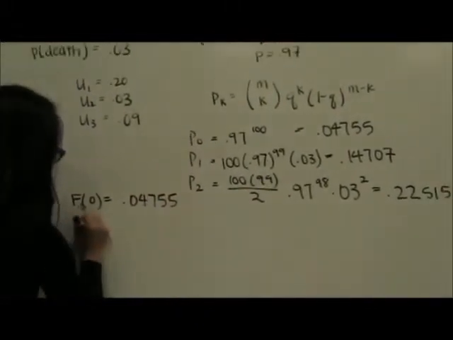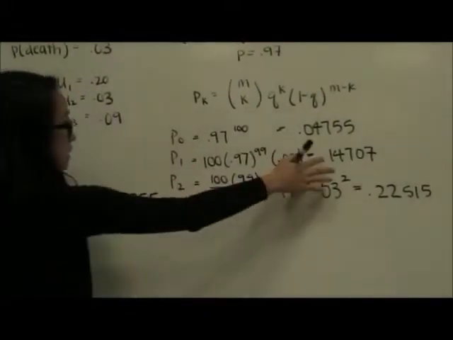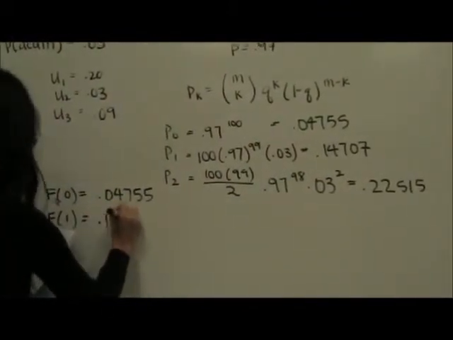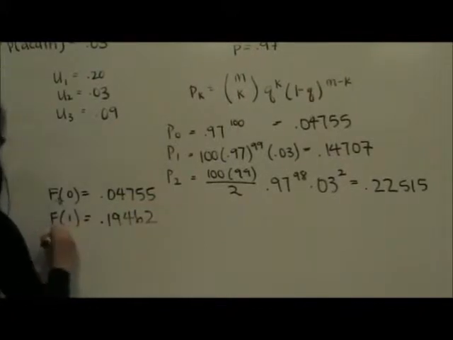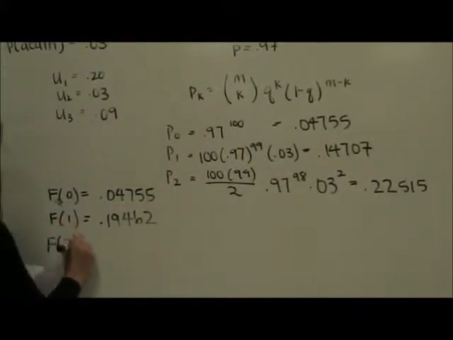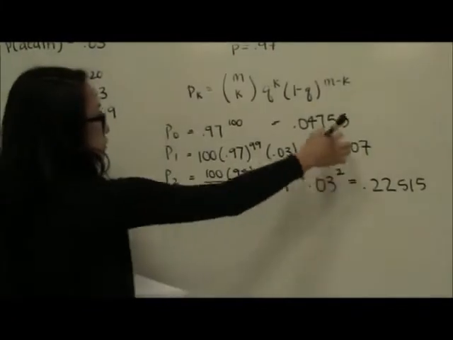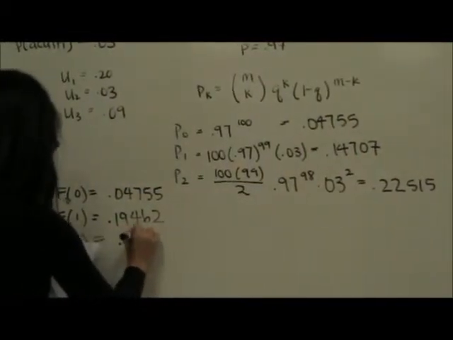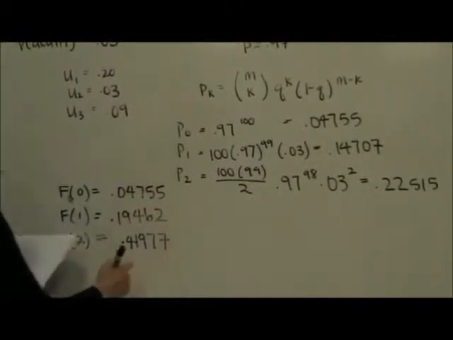And then the cumulative for 1 is equal to this plus this, which is 0.19462. And then big F of 2 is equal to this plus this plus this, which gets you 0.41977. So these are your cumulatives.